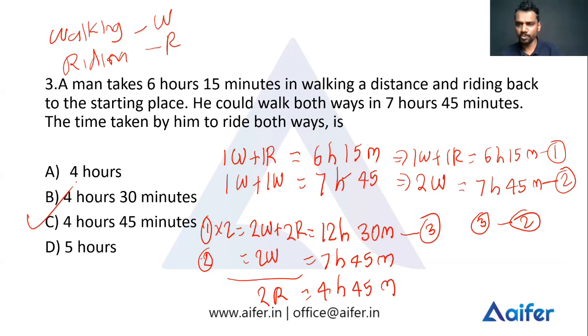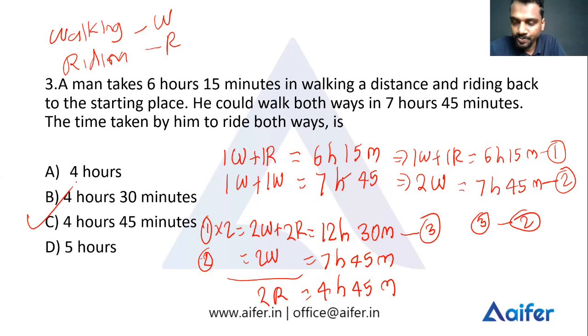So it seems to be a bit difficult question, but it's comparatively an easy question. For walking we put W, and for riding we put R. In the first case, a man takes 6 hours 15 minutes in walking a distance and riding back, which means 1 walk plus 1 ride equal to 6 hours 15 minutes. Then he walks both ways, that is 2 walk is equal to 7 hours 45 minutes. We want to find the time that will be taken for riding both ways.